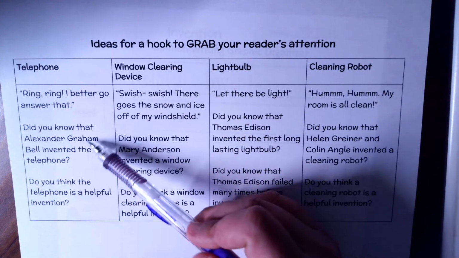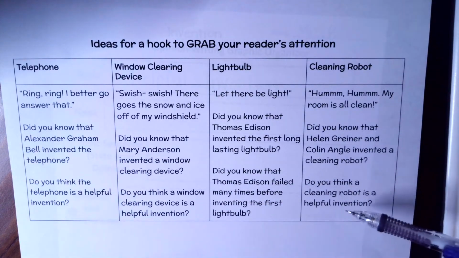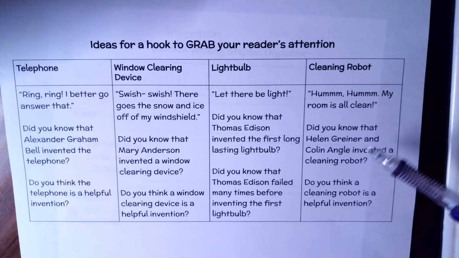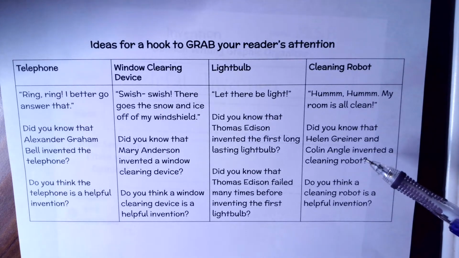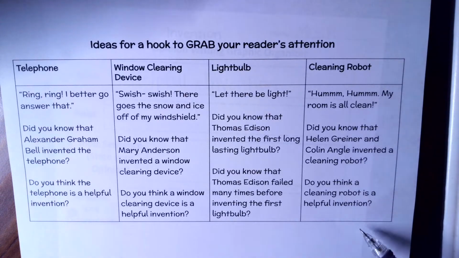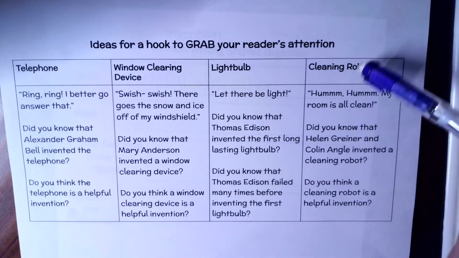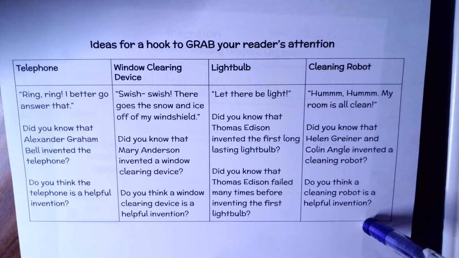There's also two options for each type of question. One is asking your reader, did you know that blank invented the blank? And the other one is, do you think that the blank is a helpful invention? And then for Thomas Edison, his is a little different, that he failed many times before inventing the light bulb, because that was a big part of learning about Thomas Edison. So go ahead, choose what you want to write for your hook. As a reminder, third graders, do not write on window clearing device and do not write on cleaning robot.